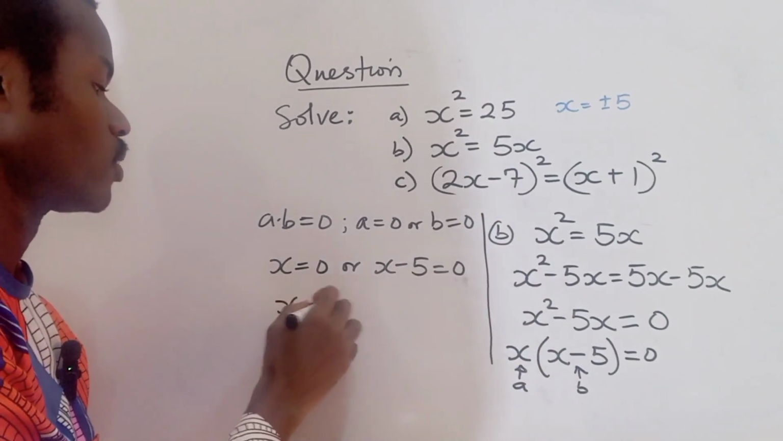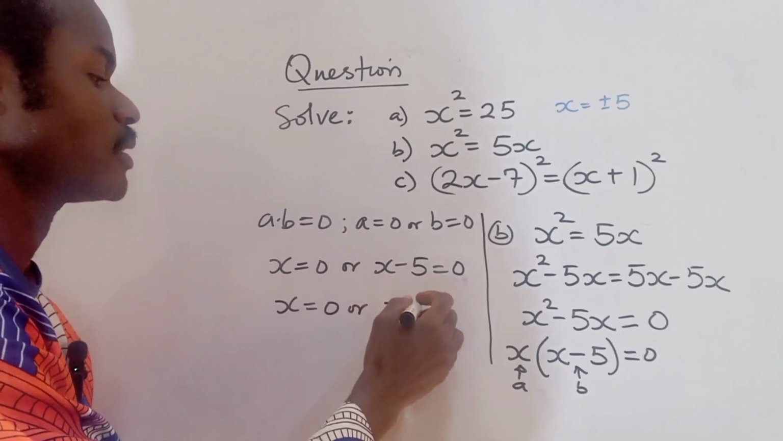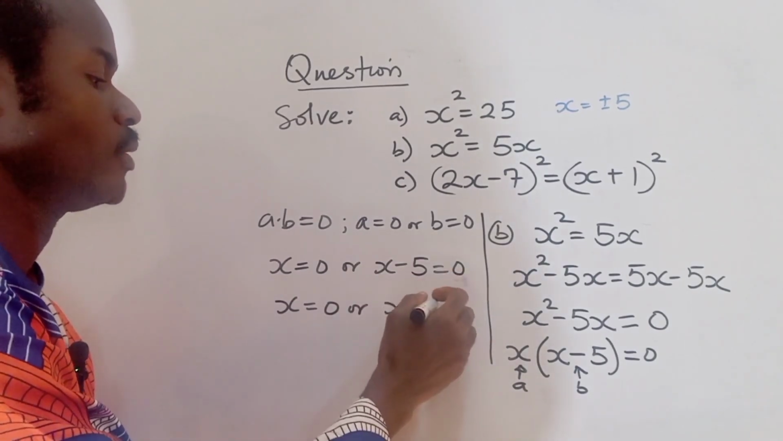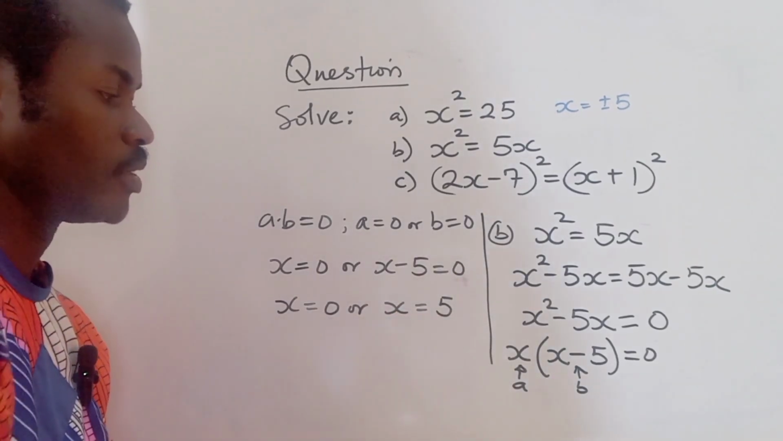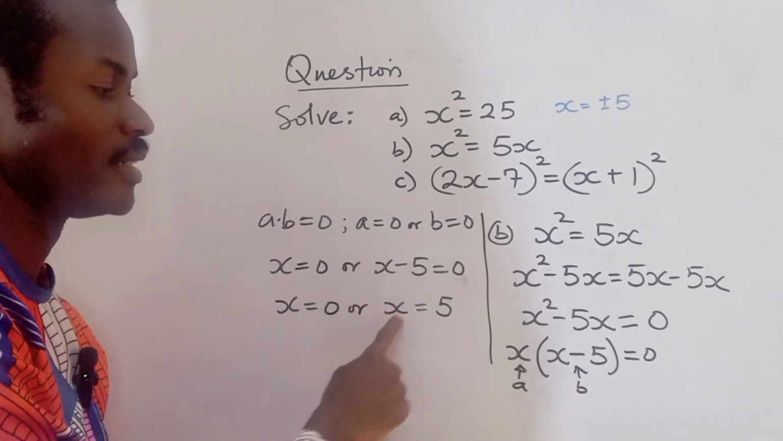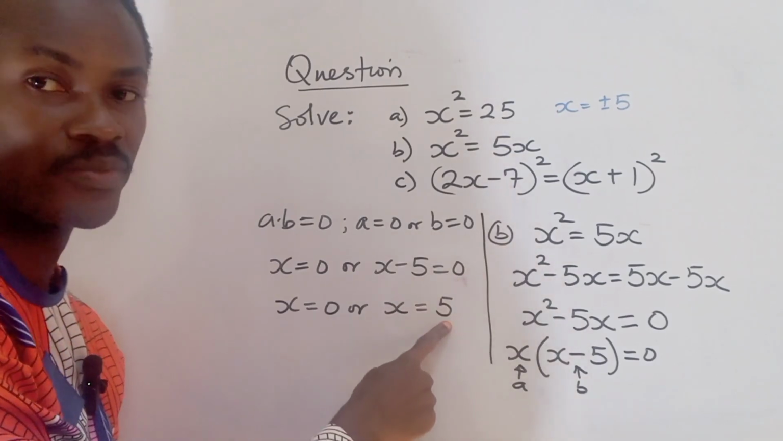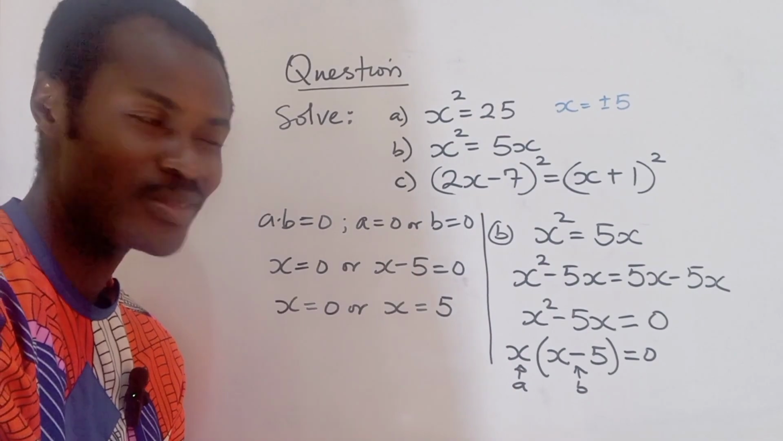So x is equal to 0 or, if we add 5 to both sides, x is equal to 5. Because if I add 5 to this, this becomes 0 and we have only x here. If I add 5 to this, it becomes 5. So this is the correct way to solve something like this.